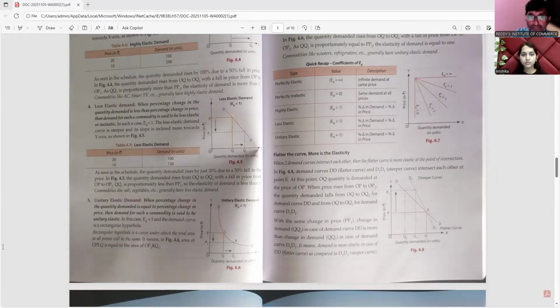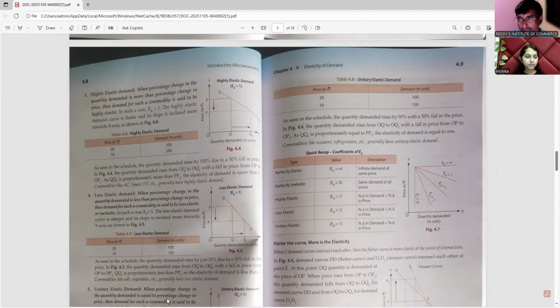Now the fifth one, unitary elastic demand. When the percentage change in the quantity demanded is equal to the percentage change in the price, right? So in this case, ED is equal to 1. When price was this, your quantity demanded was this, but when price fell, the price changed slightly and quantity changed correspondingly. So ED is equal to 1. It denotes like this, right? That is called unitary elastic demand.